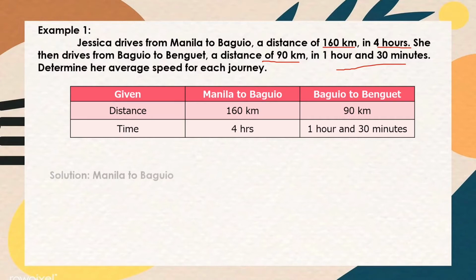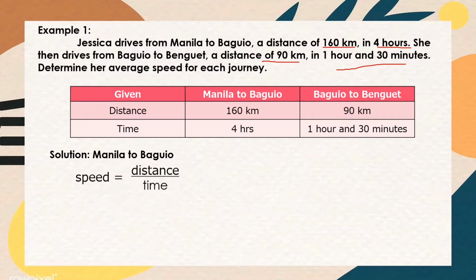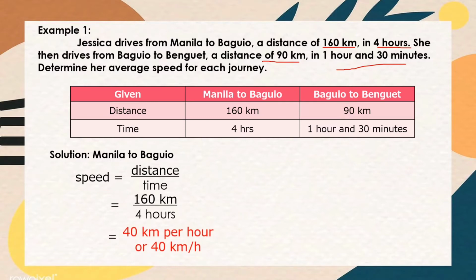Okay, let's have first the Manila to Baguio. Since we are looking for the average speed, the formula we are going to use here is speed is equal to distance over time. The distance here is 160 and the time is 4. So we have 160 divided by 4. The answer here is 40 km per hour or 40 km over hour.